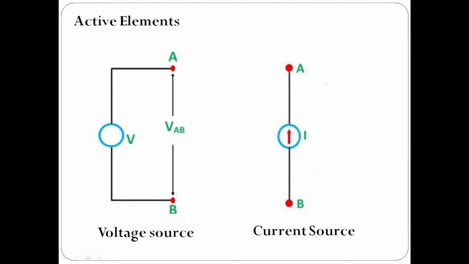So examples of active elements are voltage source. You can see here, I have mentioned voltage source and current source. These two are the active elements.